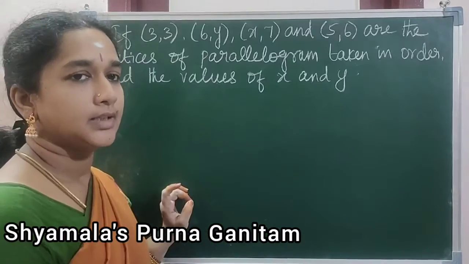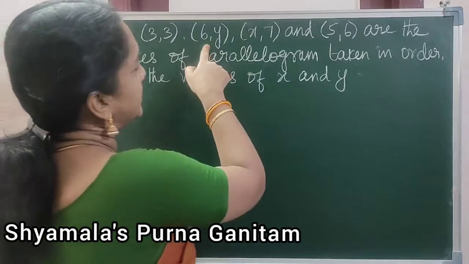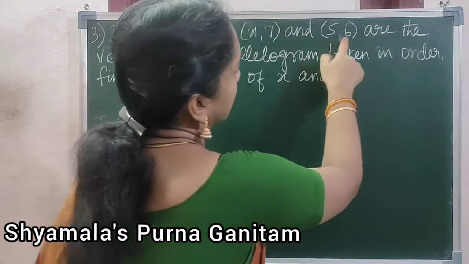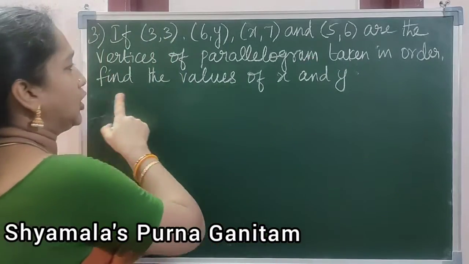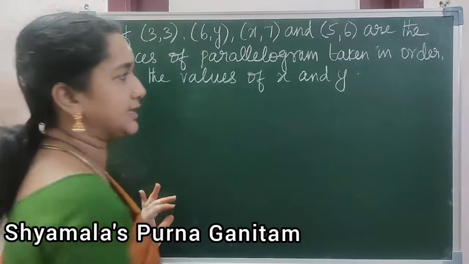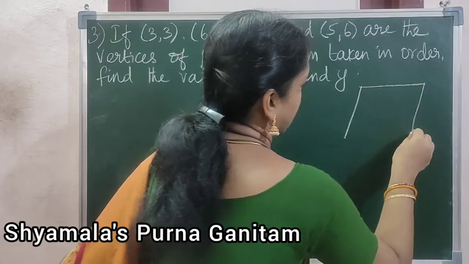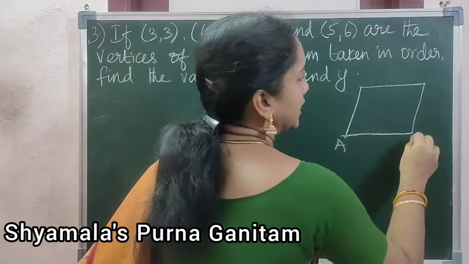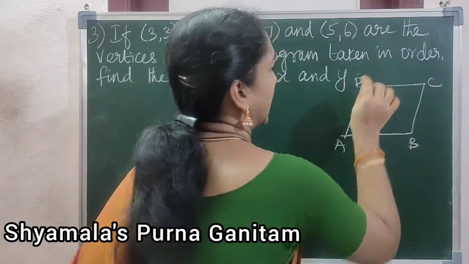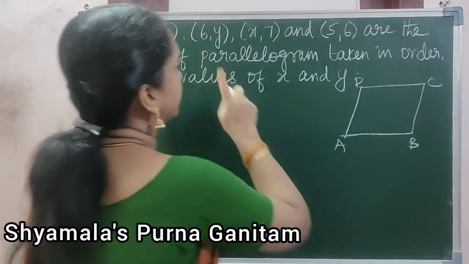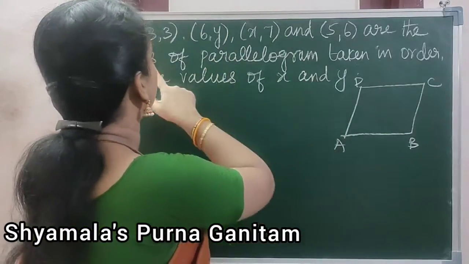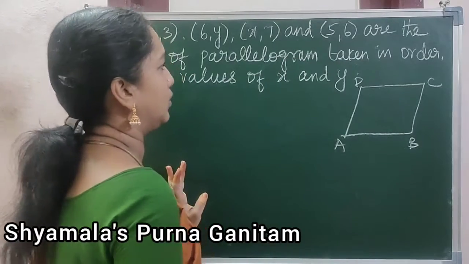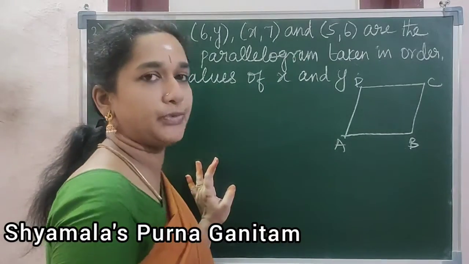Okay. Third sum: if (3, 3), (6, y), (x, 7) and (5, 6) are the vertices of a parallelogram taken in order, find the values of x and y. So when you take a parallelogram taken in order, that means you have to take that in order, A, B, C, D. They are the points. Now they are the vertices of the parallelogram, then find the values of x and y.